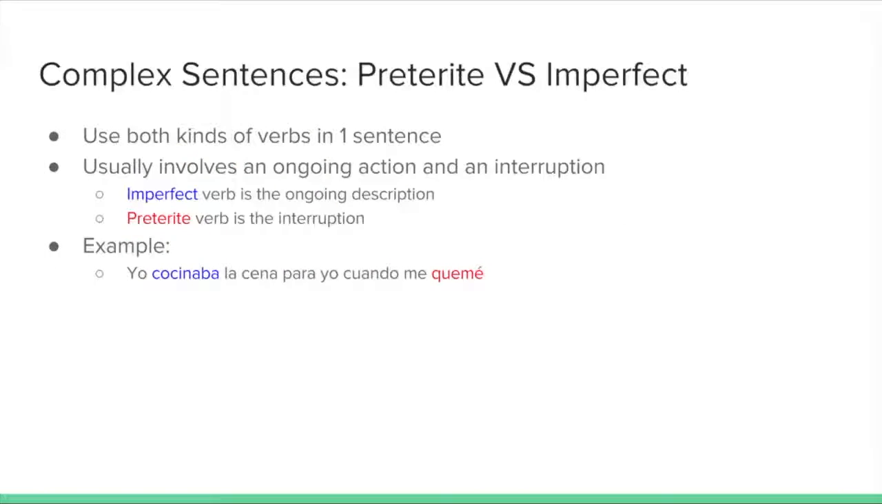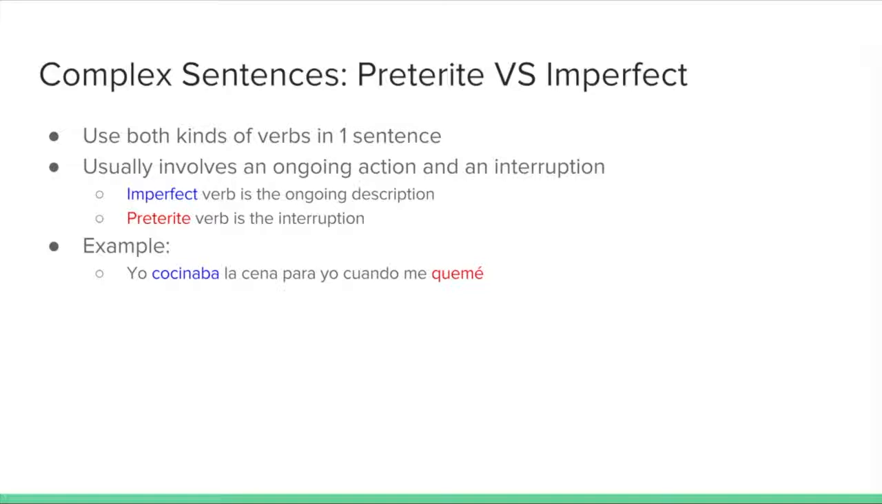But complex sentences. Preterite versus imperfect. Both of these can go into one sentence, and it usually involves one ongoing action and one interruption. The imperfect verb is the ongoing, and the preterite is the interruption.